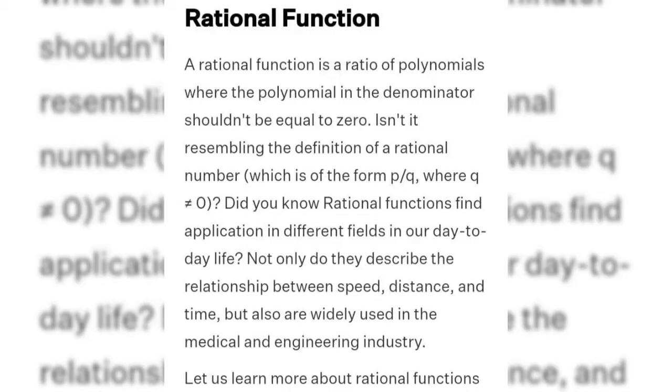A rational function is a ratio of polynomials where the polynomial in the denominator shouldn't be equal to 0. Isn't it resembling the definition of a rational number, which is of the form p over q, where q is not equal to 0? Did you know rational functions find application in different fields in our day-to-day life? Not only do they describe the relationship between speed, distance, and time, but they are also widely used in the medical and engineering industry. Let us learn more about rational functions.